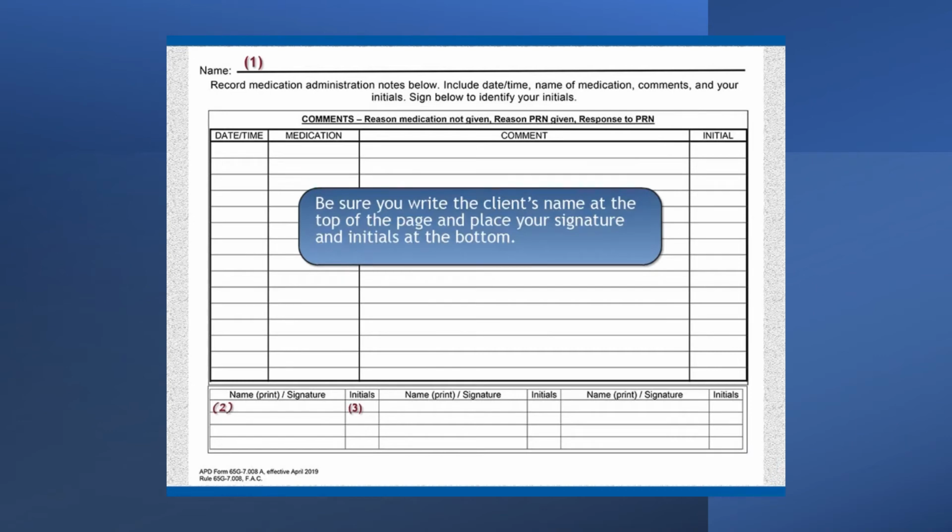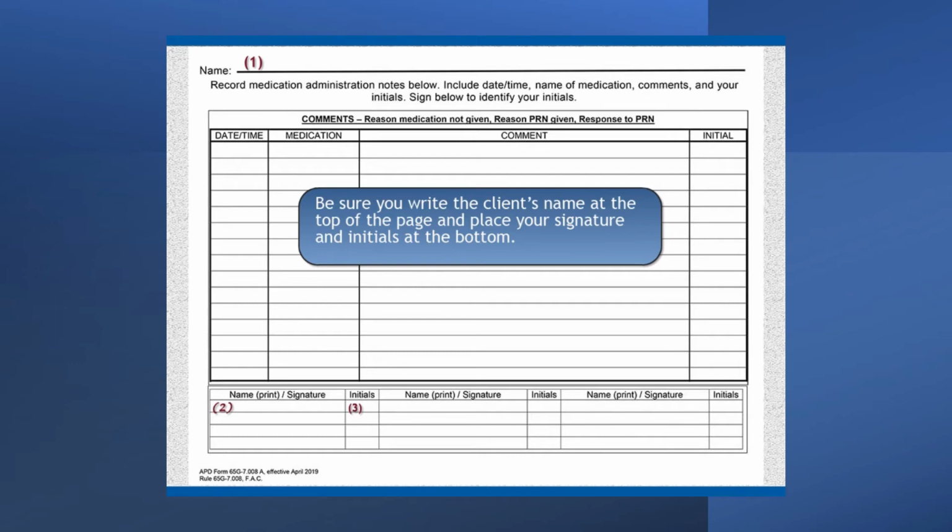We're at the last step, and it has three parts. 1. Be sure you write the client's name at the top of the page for each blank page attached to the MAR. 2. Place your signature. 3. Write your initials. Enter the client's name, then sign and initial the bottom of the page of your worksheet. Then click to go to the next page.